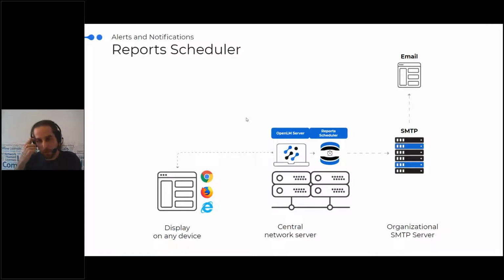So for the report scheduler, you'll need the same thing as the alert management because an alert and a schedule is basically the same thing. Both send you an email. So for both, you must have an SMTP server configured. But for the report scheduler, you'll need the component report scheduler installed next to OpenLM server on the same server itself.